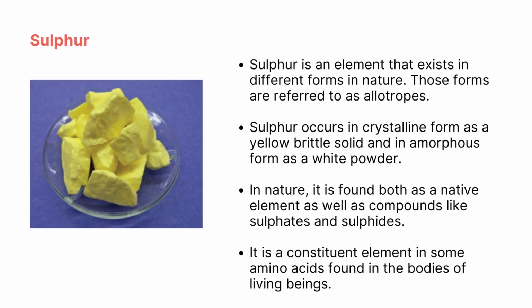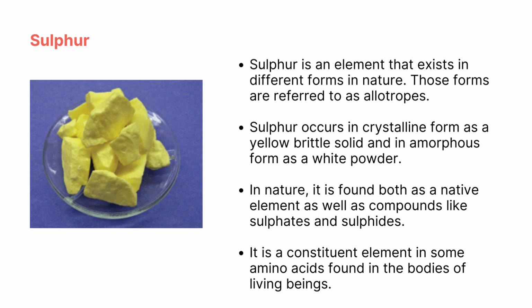Next, let's look at sulfur. Sulfur is an element that exists in different forms in nature. Those forms are referred to as allotropes. Sulfur occurs in crystalline form as a yellow brittle solid, and in amorphous form as a white powder. In nature, it is found both as a native element as well as in compounds like sulfates and sulfides. It is a constituent element in some amino acids found in the bodies of living beings.